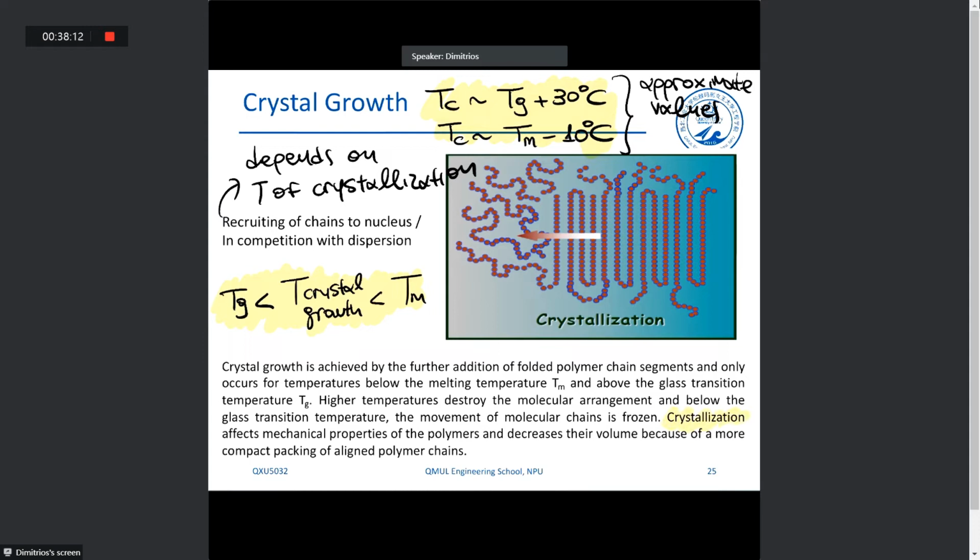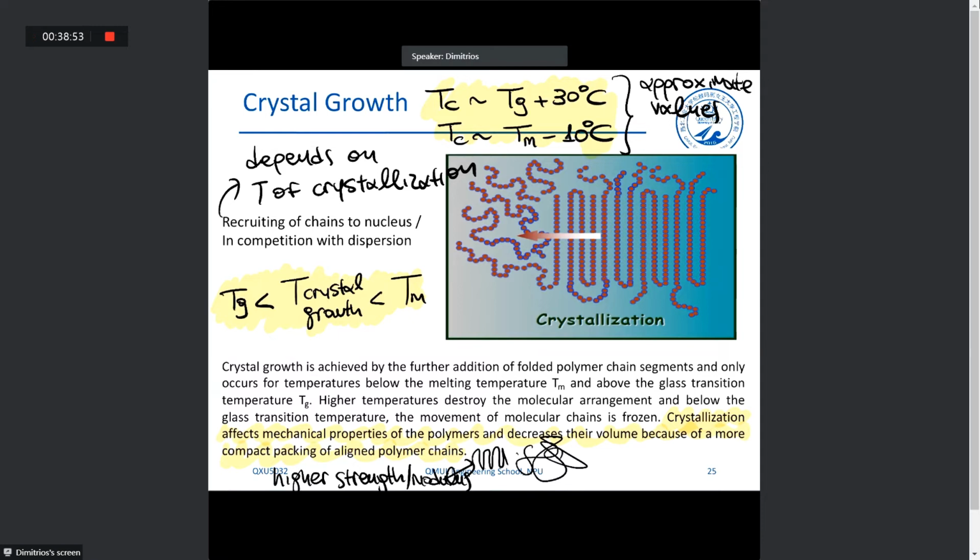Crystallization in general affects the mechanical properties of the polymers and decreases their volume, okay? So you can easily realize that the volume decreases because we have a more ordered structure. Okay, so this one is more packed than the amorphous one. And obviously the mechanical properties are better because this close packing gives higher strength and modulus, okay?